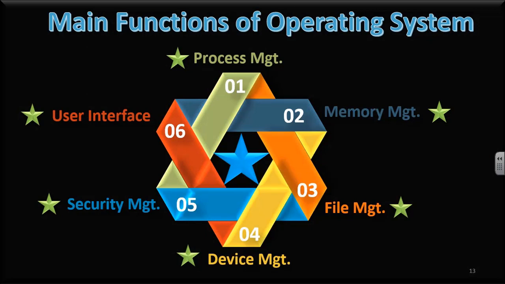So we learned from this particular lecture that there are 6 main functions of the operating system. The first one, process management; the second one, memory management; the third one, file management; the fourth one, device management; the fifth one, security management; and the last is user interface.